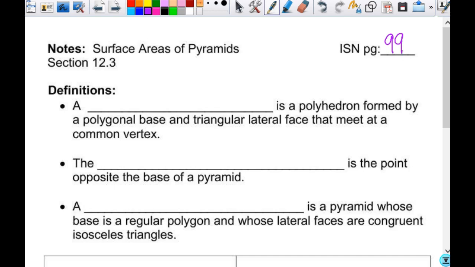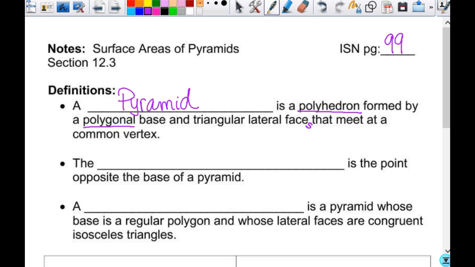Alright, so, surface area of pyramids. Our first definition is of a pyramid, which we've already had the definition for, so I just wanted it on the specific things for pyramids here. A pyramid is a polyhedron formed by a polygonal base, which means the base can be any polygon, and triangular lateral faces, plural, that meet at a common vertex. So the base can be any polygon, including a triangle, but the lateral faces are always triangles no matter what. They could be equilateral, they could be isosceles, they could be nothing special, just triangles, depending on the pyramid, but they are definitely triangles.